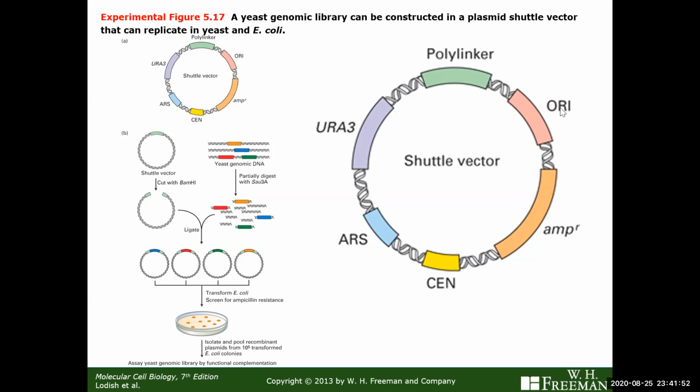So here, you see in this plasmid, you have this ORI, which is the ColE1 ORI, or origin of replication for bacteria. And then you have this ARS, autonomously replicating sequence.